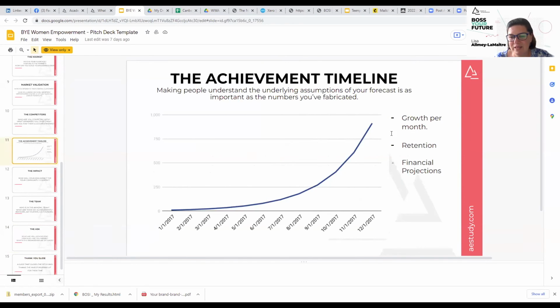These are examples. It says making people understand the underlying assumptions of your forecast is as important as the numbers you've fabricated. Well, fabricated's not the word I'd use, but that's okay. It might be growth per month, so that might be how many customers or clients or products you expect to see every month. Might be retention, team retention, or financial projections. So there are some of the things.